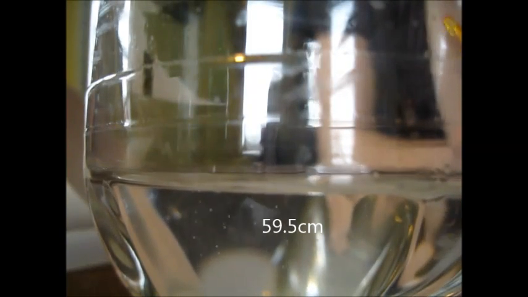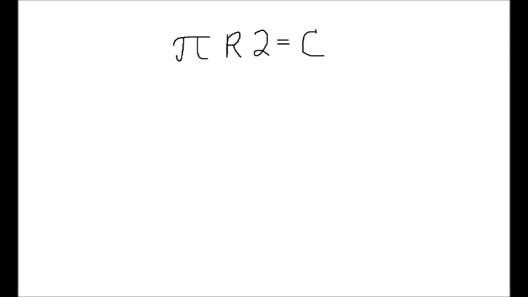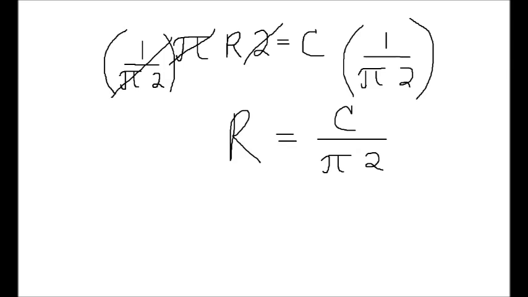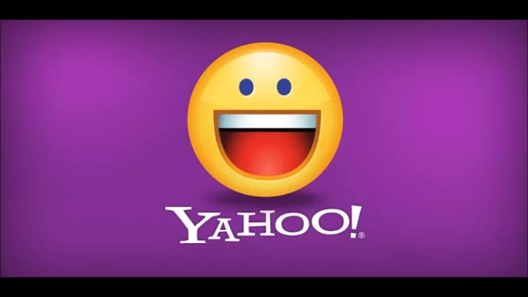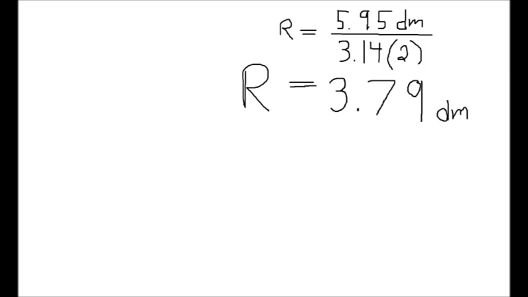After finishing measuring the circumference of the balloon, 59.5 centimeters, we divided it by 10 to get decimeters. Now, the circumference of a balloon is 2 pi r. So if we work that out by isolating r, we get r equals c over 2 pi. Next is the calculations. In order to solve for r, we put decimeters on the top and 2 pi on the bottom, coming up with our answer, 3.79 decimeters.